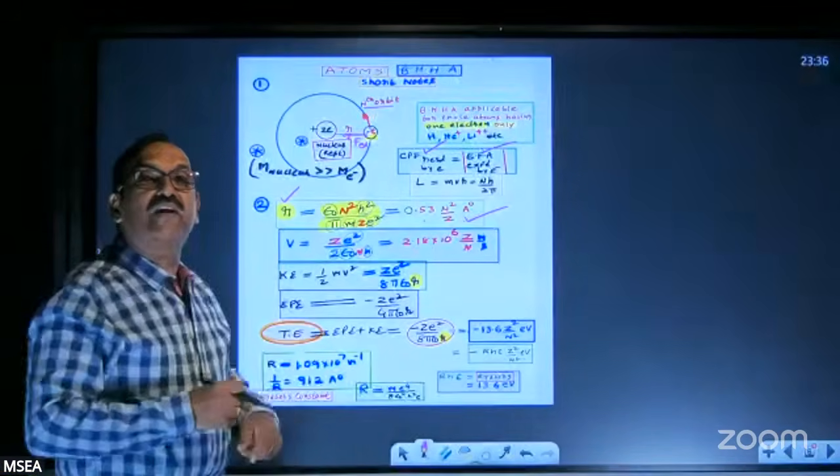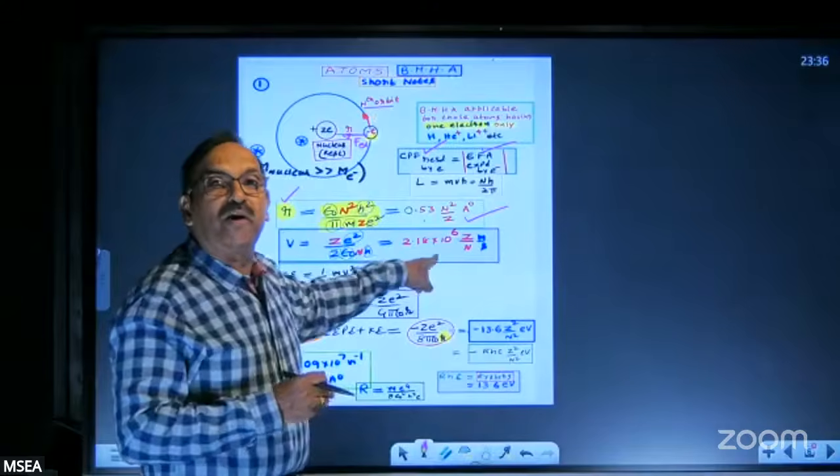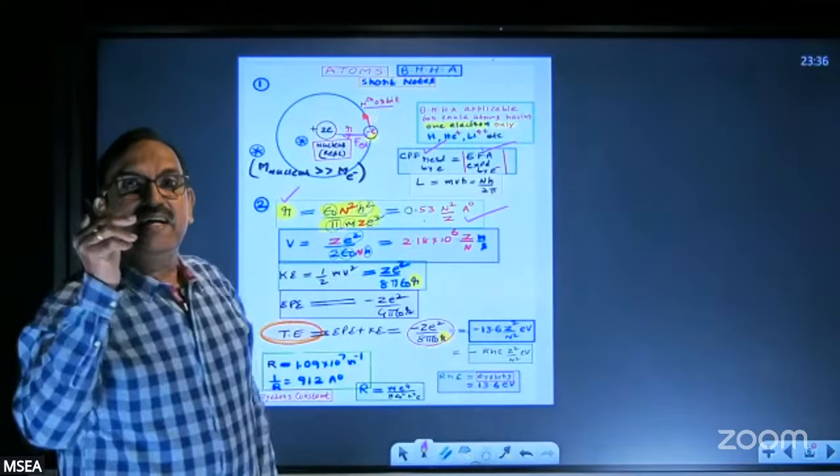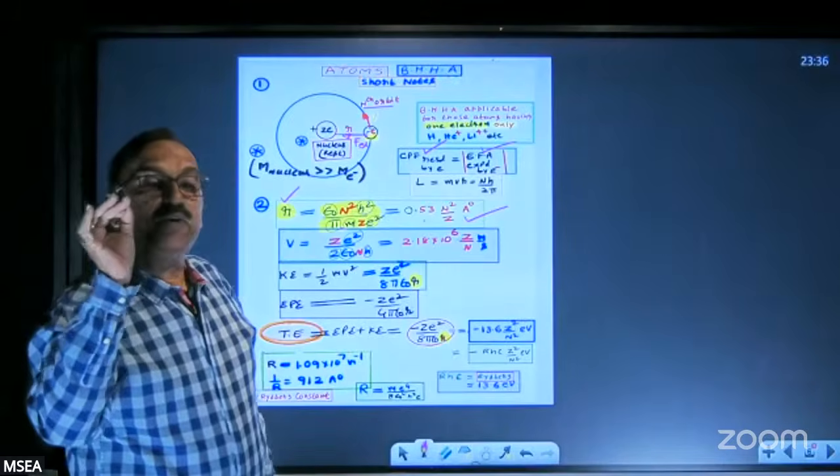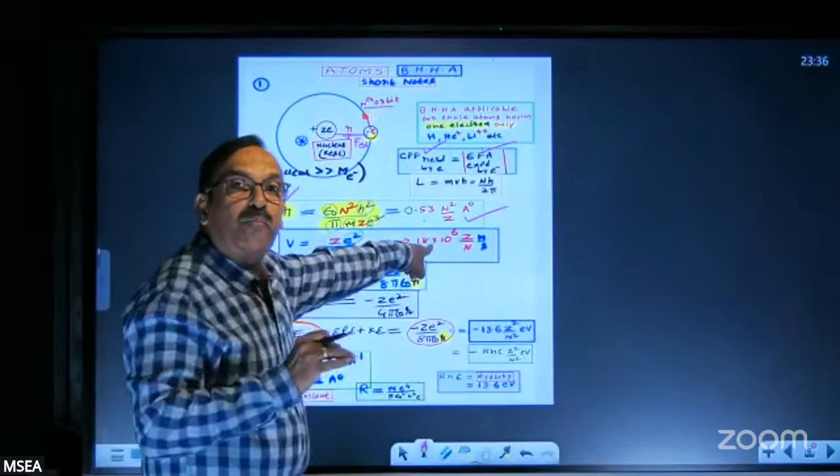Then similarly, the velocity of the electron in the nth orbit is 2.18 into 10 to the power of 6 into z by n meters per second. That is a numerical formula in terms of 2.18.